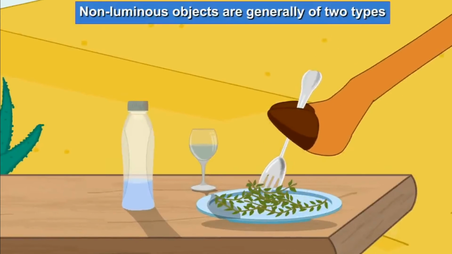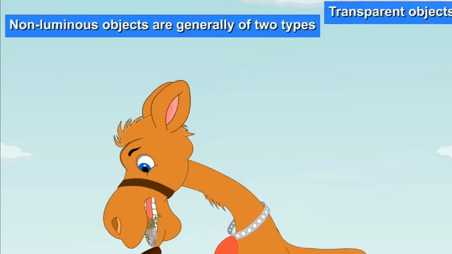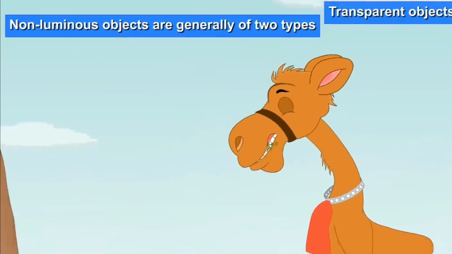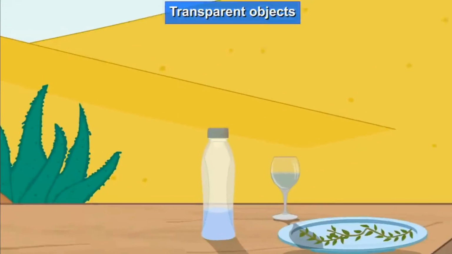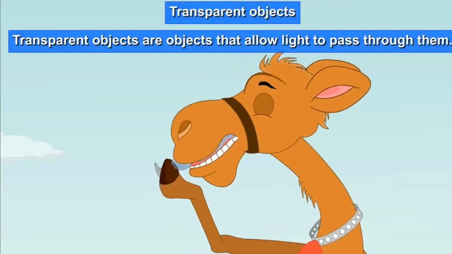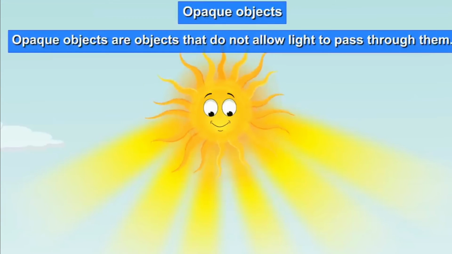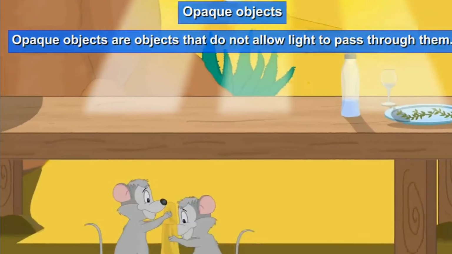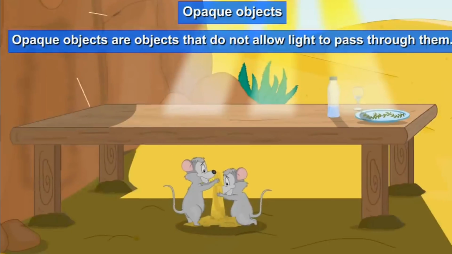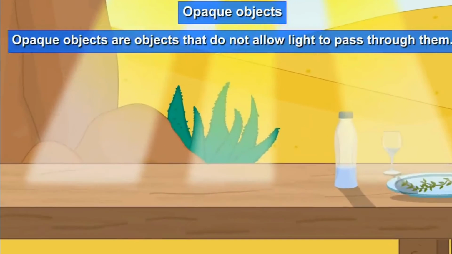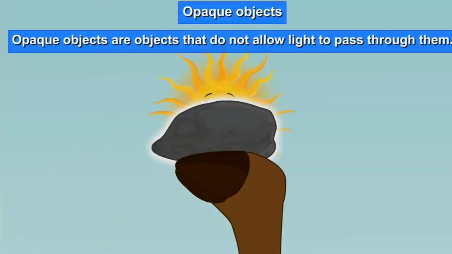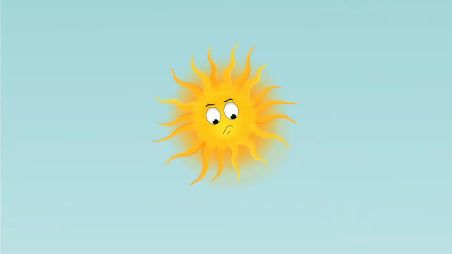Non-luminous objects are generally of two types: transparent objects and opaque objects. Transparent objects are those that allow light to pass through them, like glass, water, etc. While opaque objects are those that do not allow light to pass through them, like wood, stone, etc.